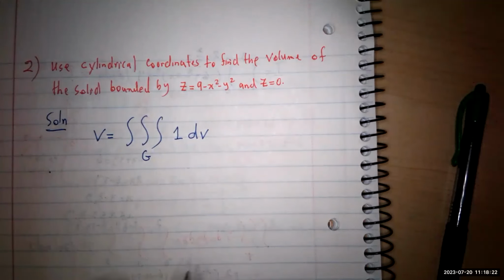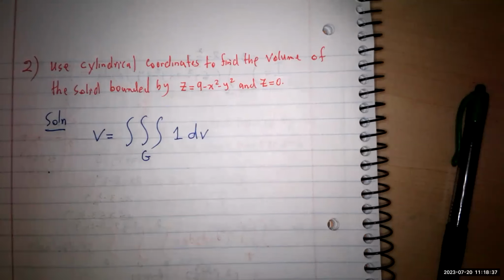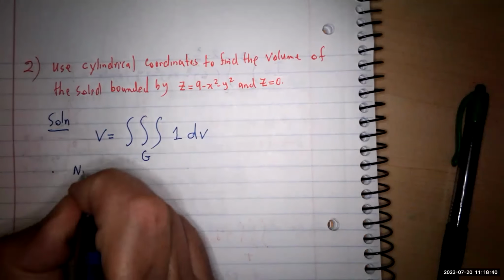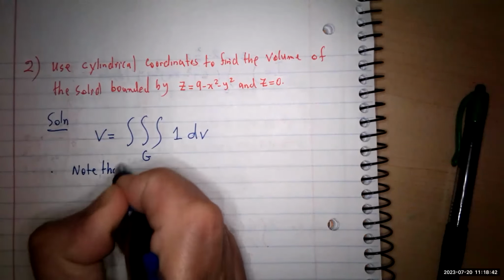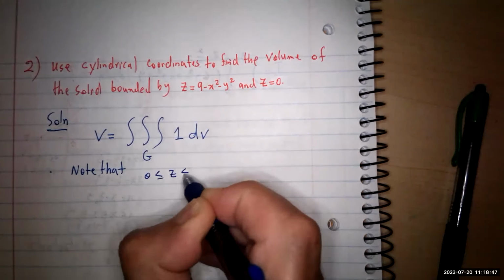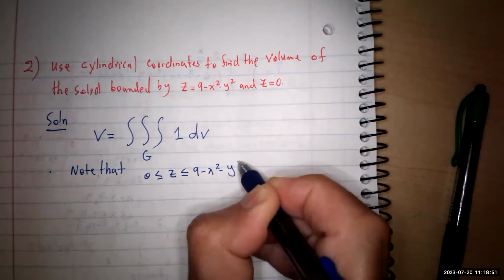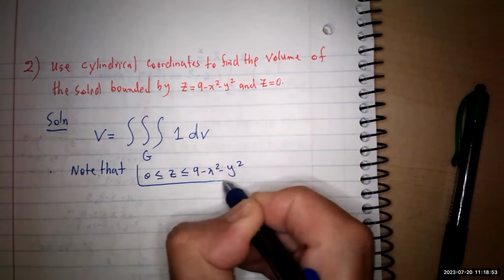Again, you have to set up the limits of integration to see what's going on, and then you just use polar coordinates to find it. We check to see if any z is given. Yes, z is given to you. So we note that z is going to be between 0 and 9 minus x squared minus y squared.